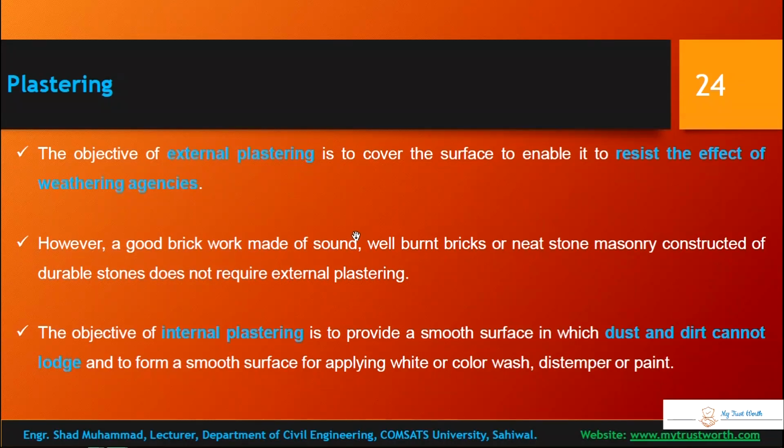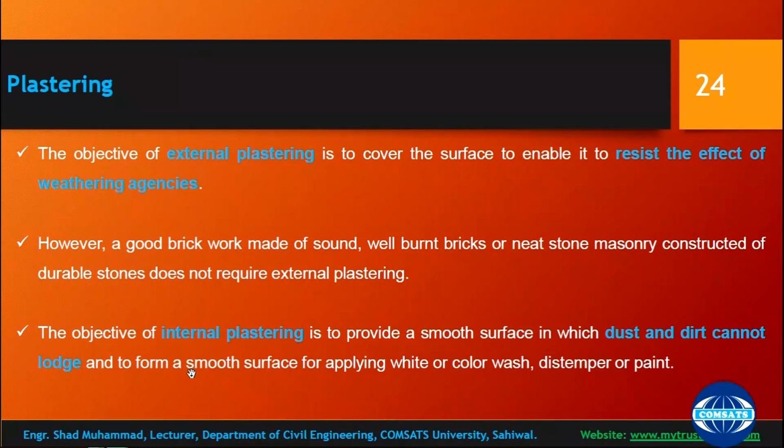These are the features of the brick. And neat stone masonry constructed. Neat stone masonry means that there should not be any holes or some masonry which has been extruded out or intruded inside, and made of durable stones. So there are different types of stones. Durable stones are non-absorbent, high strength, having little disintegration. There should be metamorphic stones or igneous stones which are good and durable. Does not require external plastering.